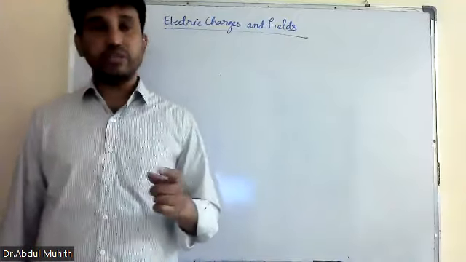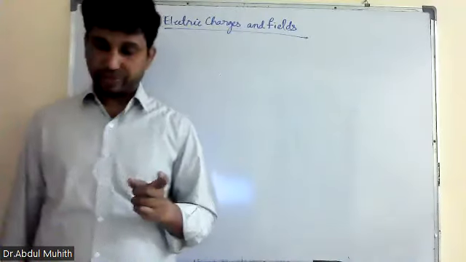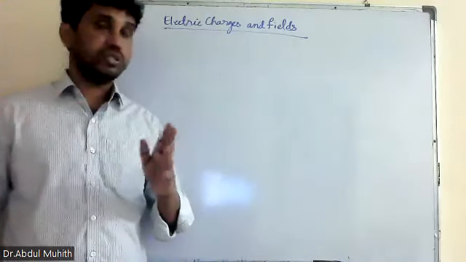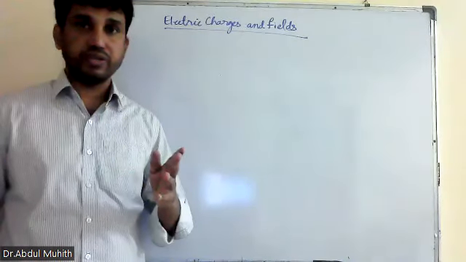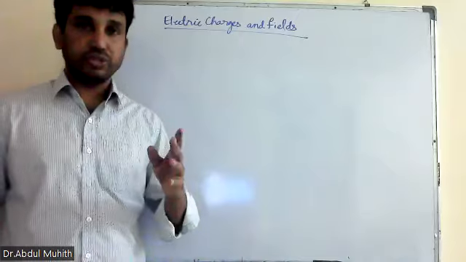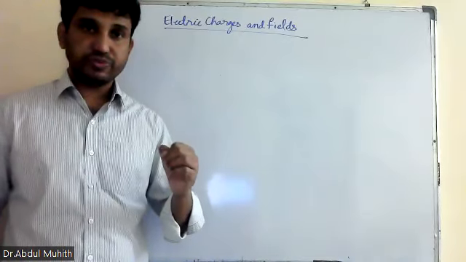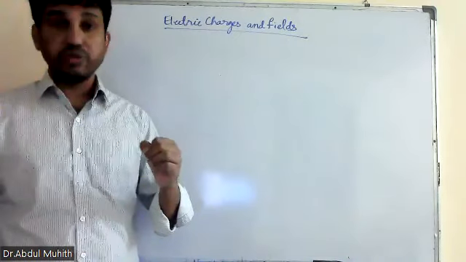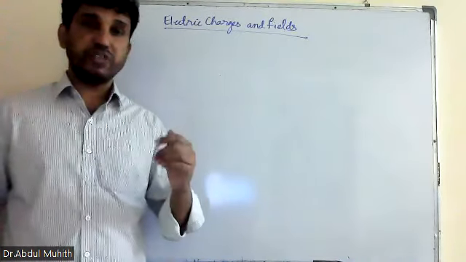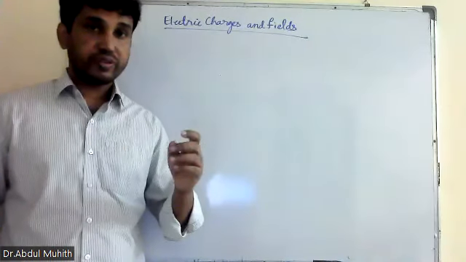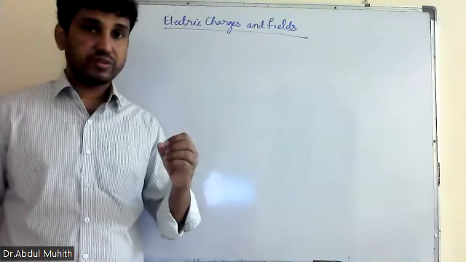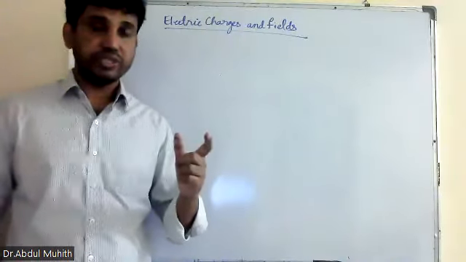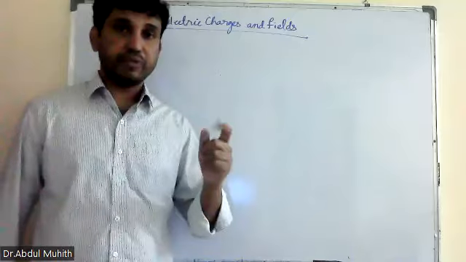And epsilon 0 is what? 8.85 into 10 raised to minus 12 coulomb square per Newton meter square. Okay, that is the value of epsilon 0. What is epsilon 0? Permittivity of free space. It's the property of the medium to allow electric lines of force to pass through it. That is said to be the permittivity of free space.